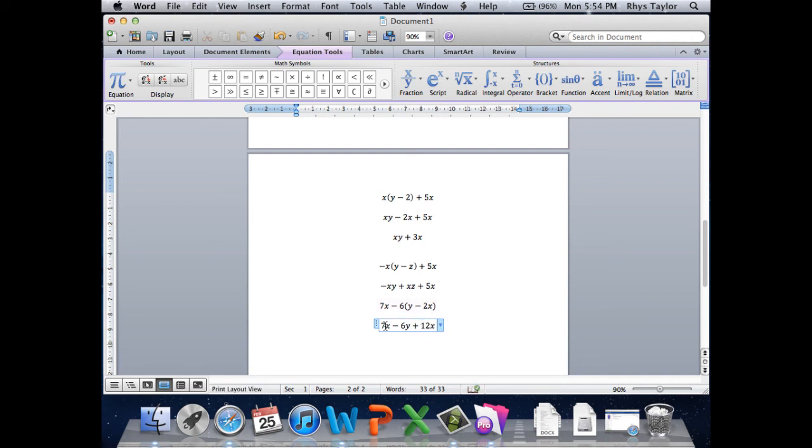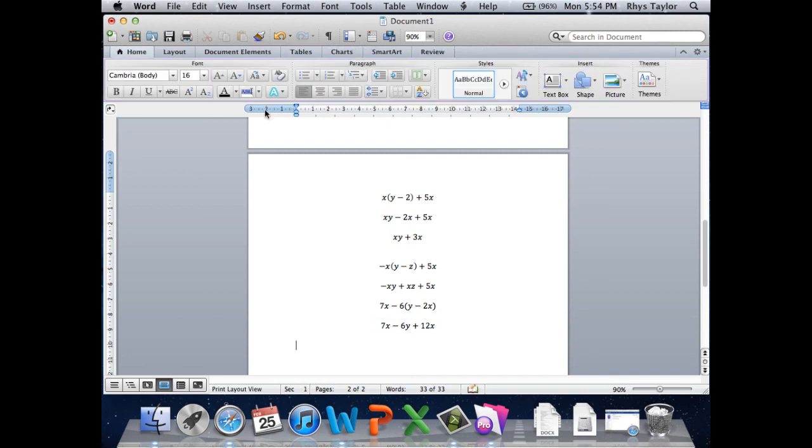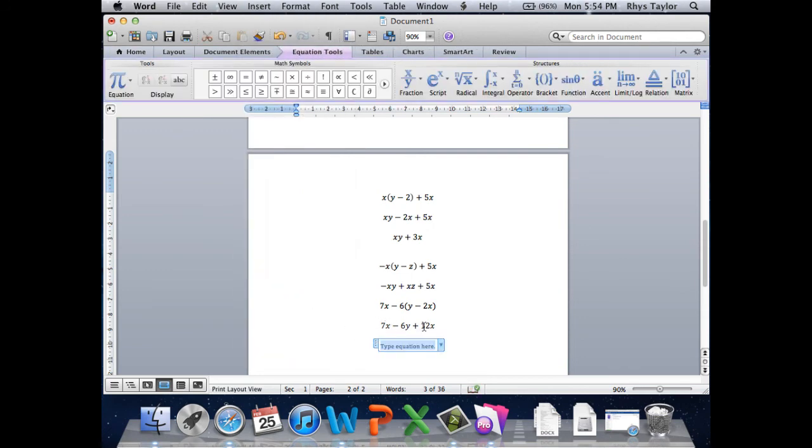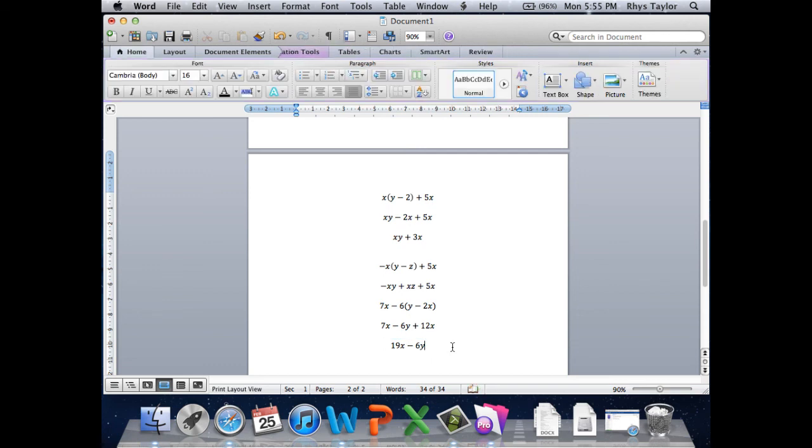Now, I've got some like terms here. I've got 7x, I've got plus 12x. I can ignore this negative 6y in the middle there. He's got nothing to do with what I'm doing now, because he's not a like term. He can just sit there on the end. 7x plus 12x, 19x, take away 6y. Booyah. Just got to keep that rule in mind. Whatever's here, I multiply by each thing. Step by step it through. Really, really simple if you just step by step it through.